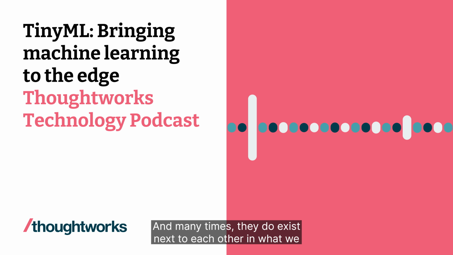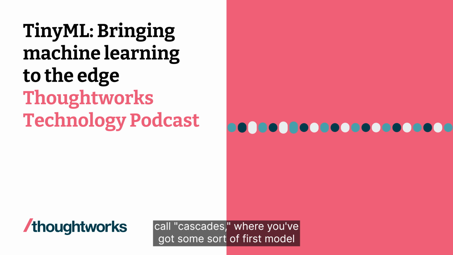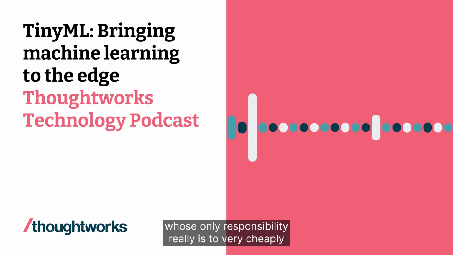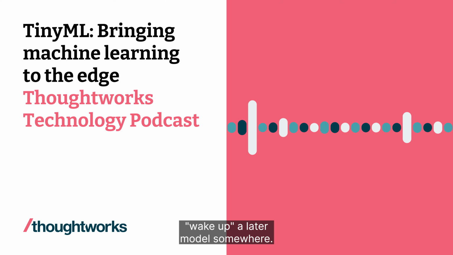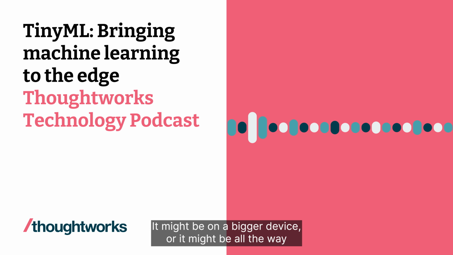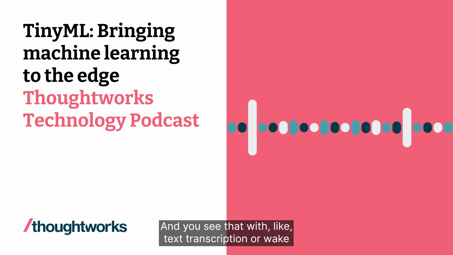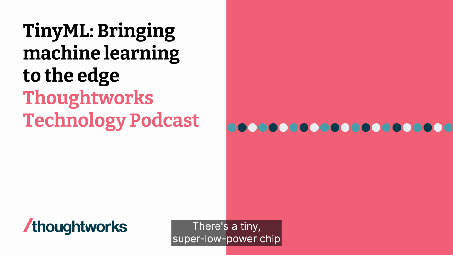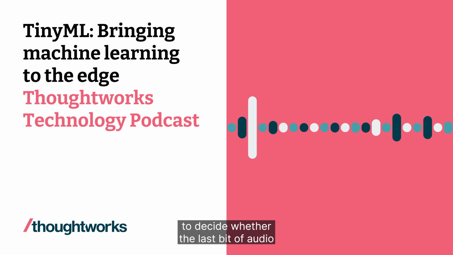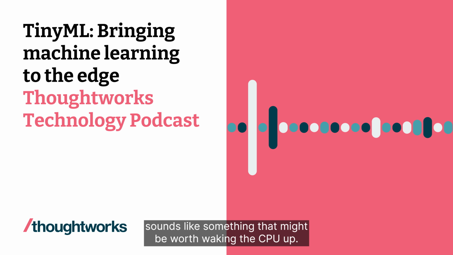And many times they do exist next to each other in what we call cascades, where you've got some first model whose only responsibility is to very cheaply and quickly decide whether it needs to "wake up" a later model somewhere. It might be on a bigger device or it might be all the way to the cloud. And you see that with text transcription or wake words on a phone. They often have three pieces. There's a tiny, super low power chip in a phone whose only job it is to decide whether the last bit of audio sounds like something that might be worth waking the CPU up.